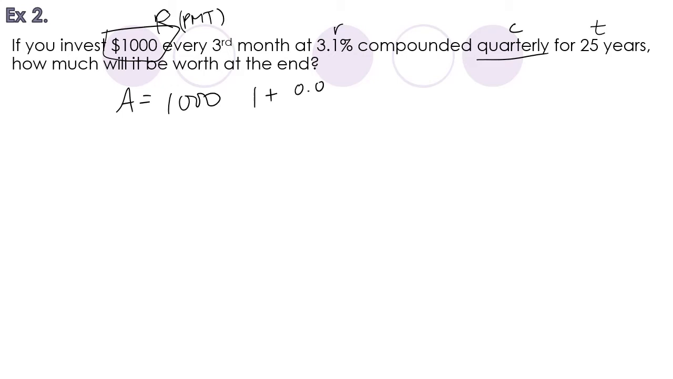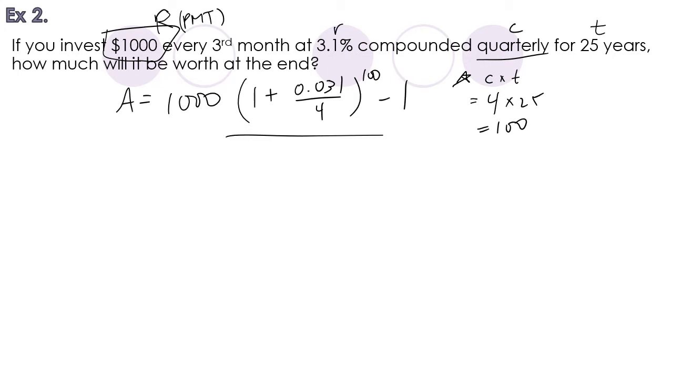1 plus, don't forget to convert the interest rate to a decimal. Compounded quarterly, so 0.031 divided by 4 to the CT. Okay, so we'll make that little side calculation here. C times T, which equals quarterly times 25 years, which is 100, minus 1 all over 0.031 over 4, all in square brackets.